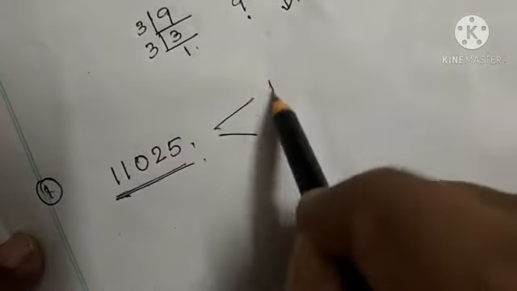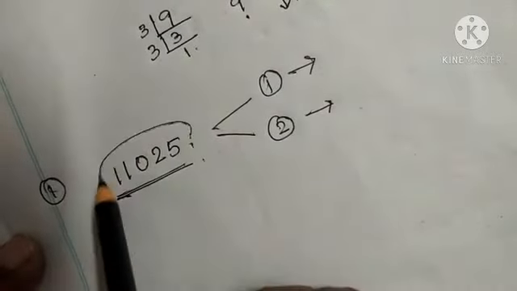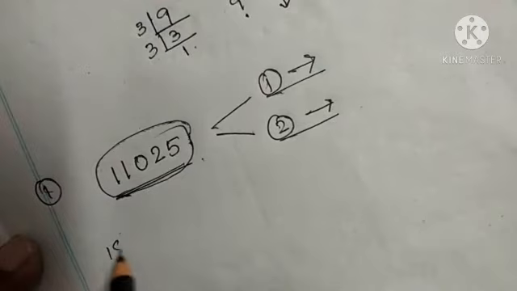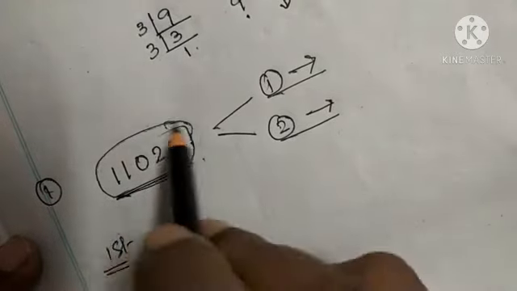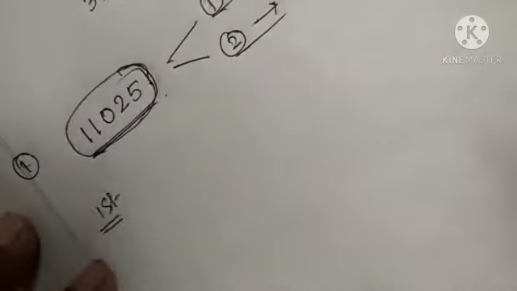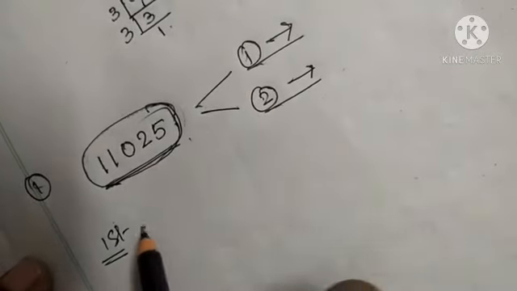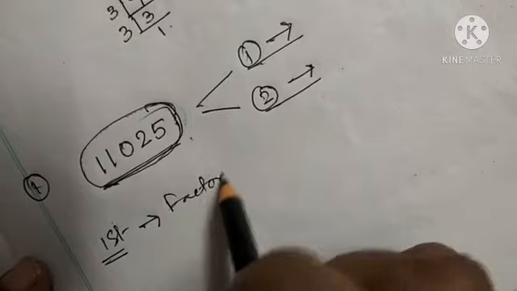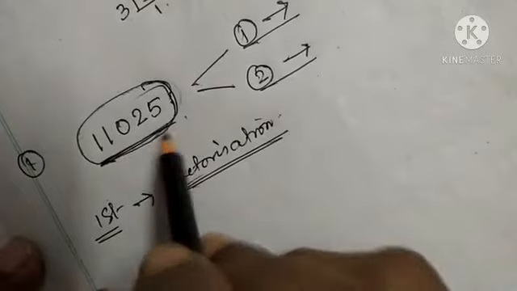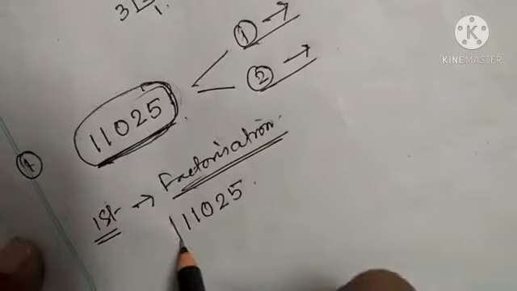There are 2 ways, first and second. We can calculate the square root of this number by 2 processes. First process is the factorization process and the second process is the division process. Factorization process: how can we find out the square root of this number? First of all, we factorize this number.